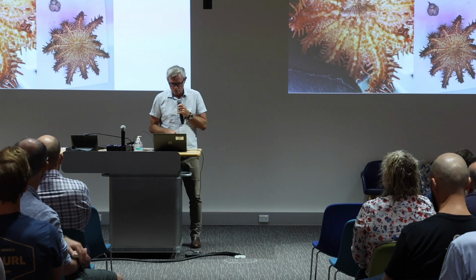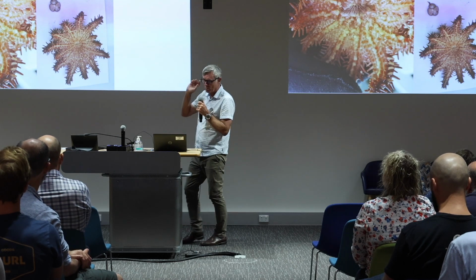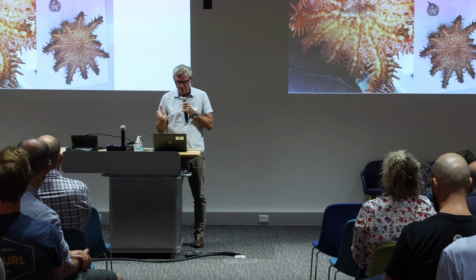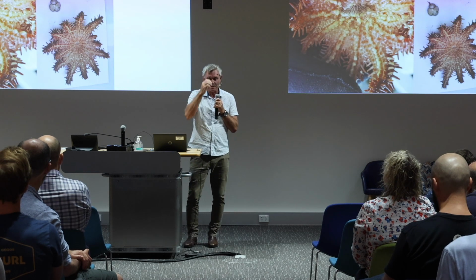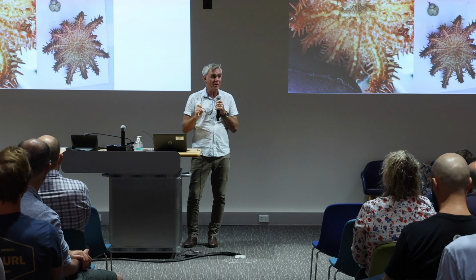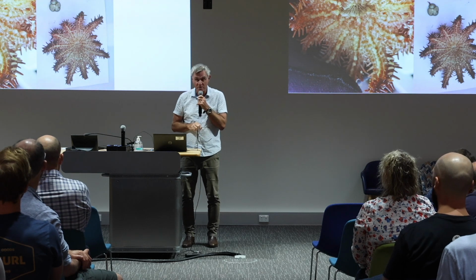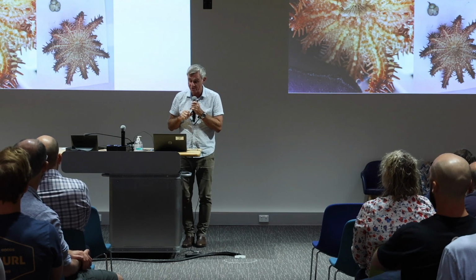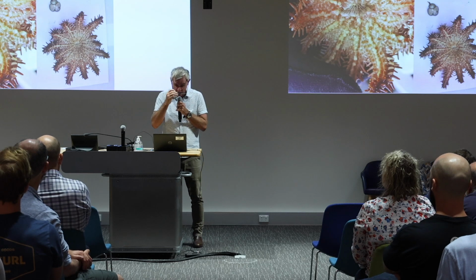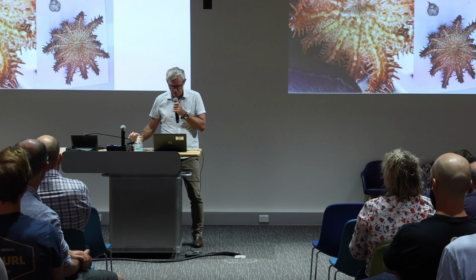Just note the short arms in that top right-hand picture is an indication that something is actually biting off the arms of these short spine crown-of-thorns starfish. We don't know what that is, but it's probably some sort of fish.